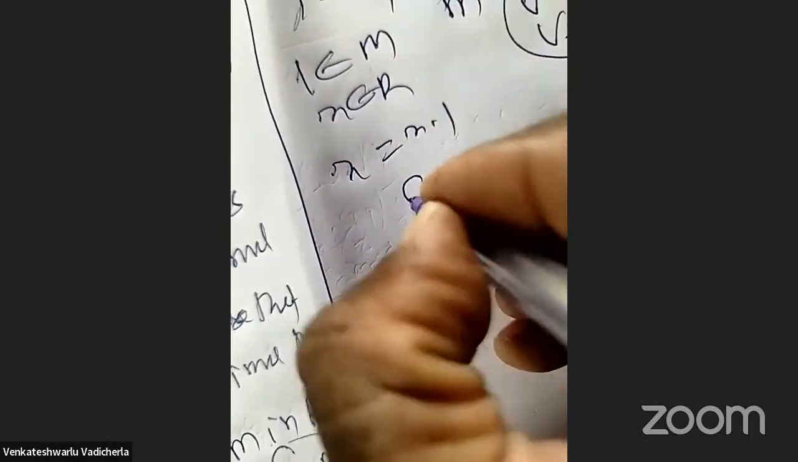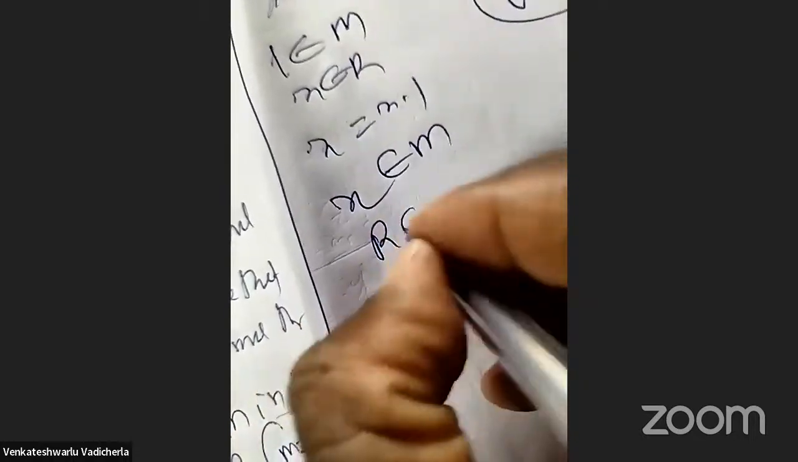BR1 belongs to BR, and BR is equal to M. So 1 belongs to M. M is an ideal. Already by the earlier theorem, if 1 belongs to an ideal U, then U is equal to R. Suppose X belongs to R. Then X is equal to X into 1, which belongs to M since M is an ideal. So X belongs to M. Then R is a subset of M, and M is already a subset of R, so M is equal to R.